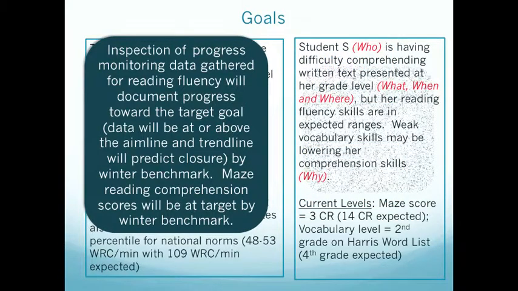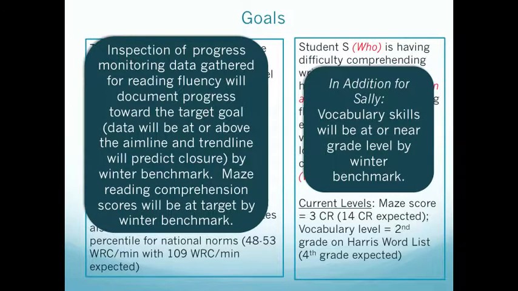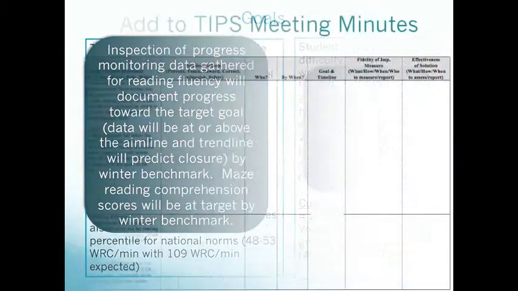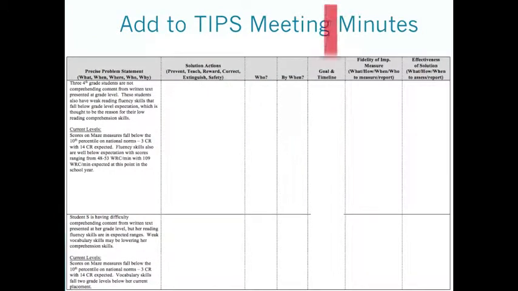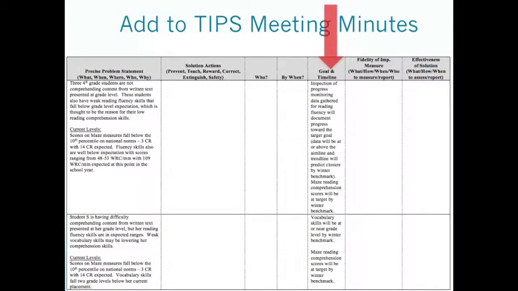Let's look at Sally's. For Sally, we also want to address her vocabulary skills. And we're again going to predict that we want them to be closer to her grade level. And our when is by the winter benchmark. Are those like goals that you wrote for them? Now let's add them into the tips meeting minute forms.